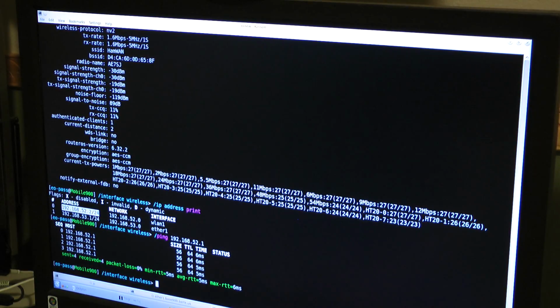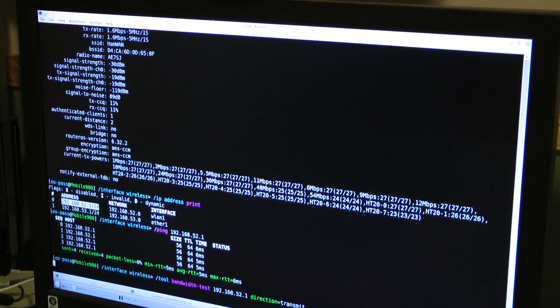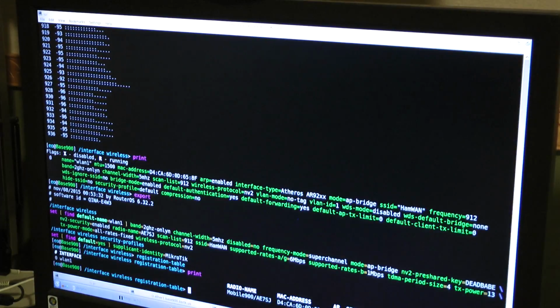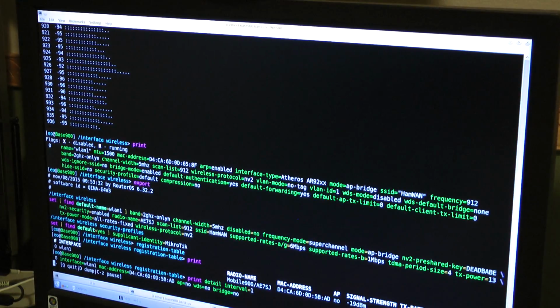Okay, now this is on the transmit side. So let's do a bandwidth test to 192.168.52.1, direction transmit. And this is without any interference whatsoever. Now that's surprising, the fact that it's jumping up and down like that. I would not have expected that from a fully enclosed coaxial system.